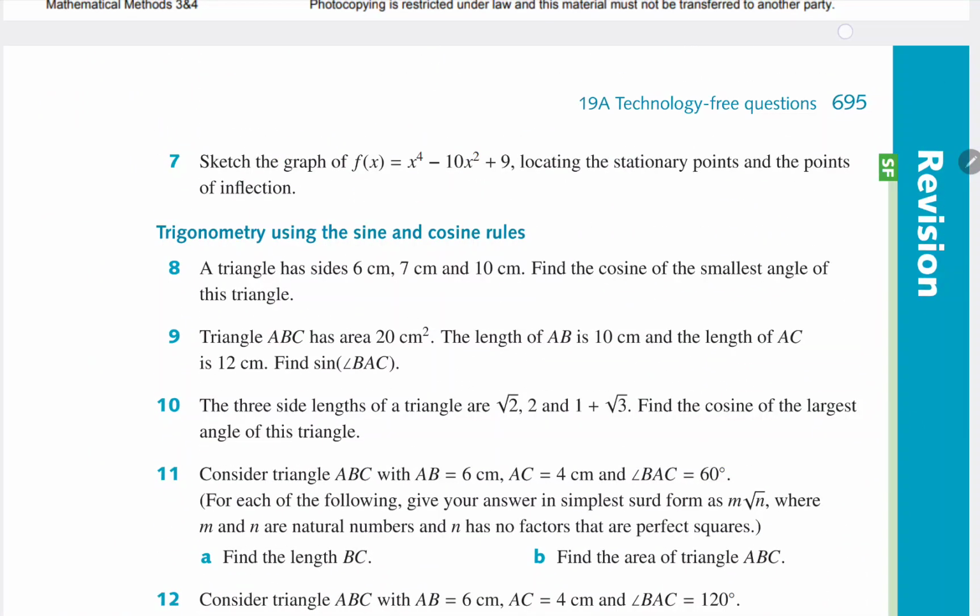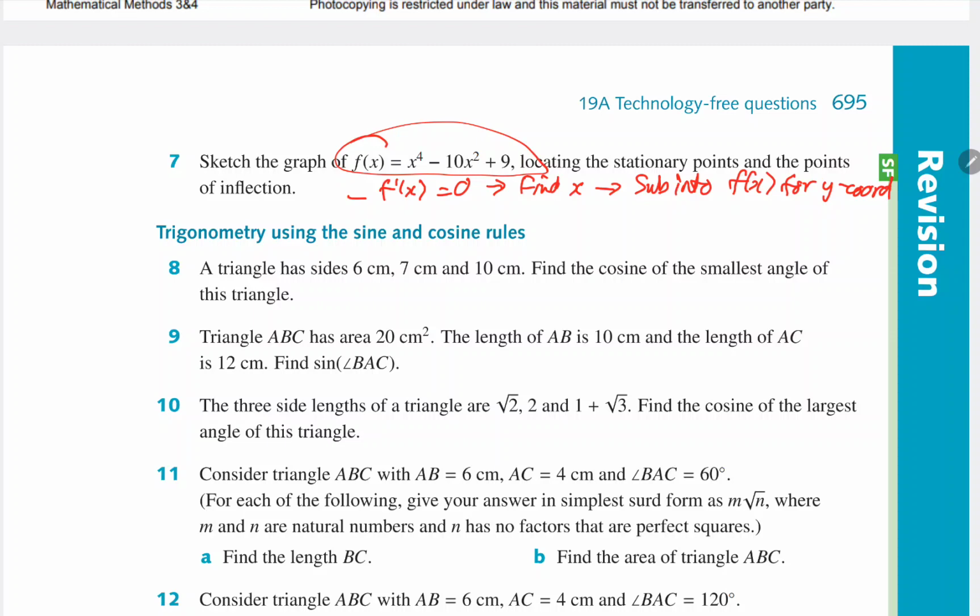Sketch the graph. Now, this one is very similar to what we did before, so I'm not going to go through this one. I'll just list out the steps. For the stationary point, set the first derivative equals to 0, and then find x, and then sub into the main equation to find y, for the y coordinate. We did this a week or 2 weeks ago.